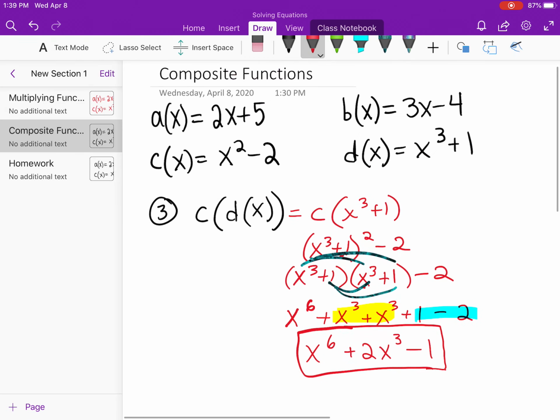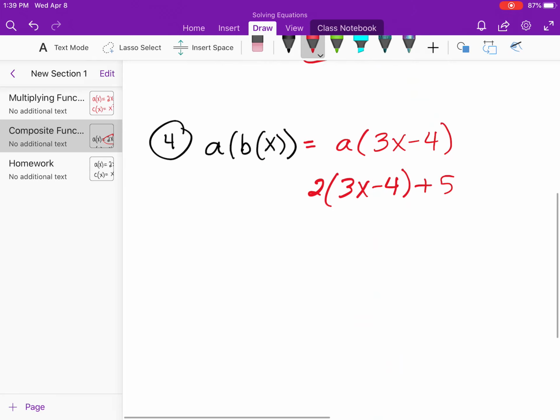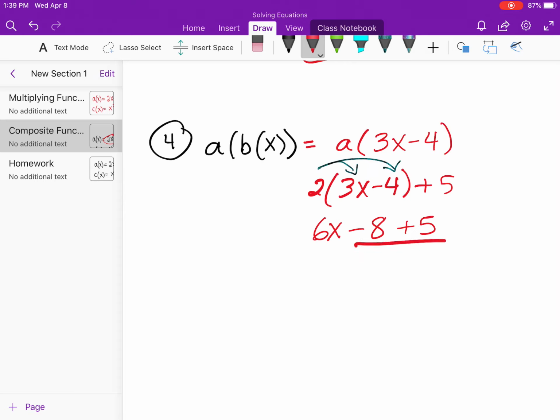Okay, so everybody see that up here? This 2x plus 5. I took out the x, and that's where I put the b of x, in for that x. Okay, so now I'm just going to work this out, distribute the 2. So this would be 6x minus 8 plus 5. And then the last thing you would have to do is just combine these like terms here, negative 8 plus 5. Well, that makes this 6x minus 3. And that's your final answer.